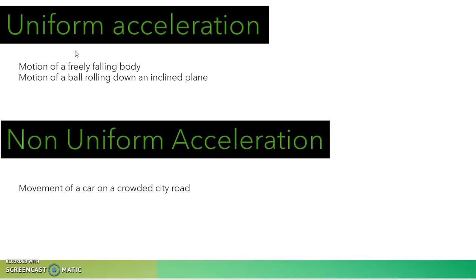But for uniform acceleration, there are some real life situations where an object travels with constant acceleration. An example is the motion of a freely falling body. There only the acceleration due to gravity will be acting on it. There is no change in that value, so that is uniform acceleration. Another example is the motion of a ball rolling down an inclined plane. Inclined plane means this kind of a plane. If you have a ball rolling down, that again is a category of free fall, so it is undergoing uniform acceleration. Remember these terms also.